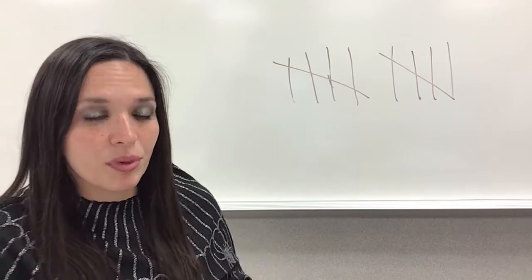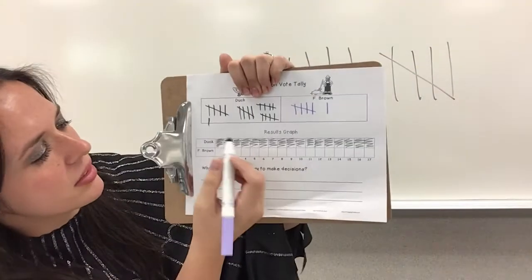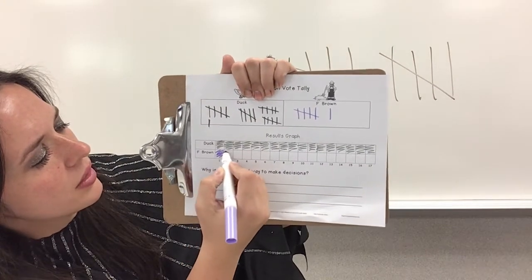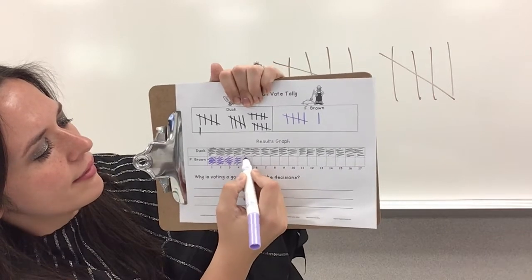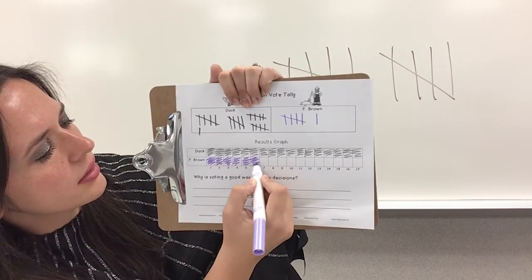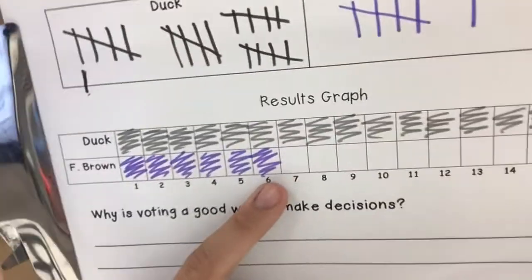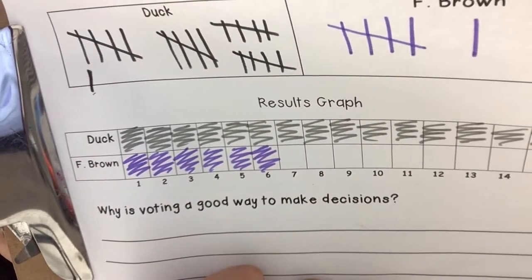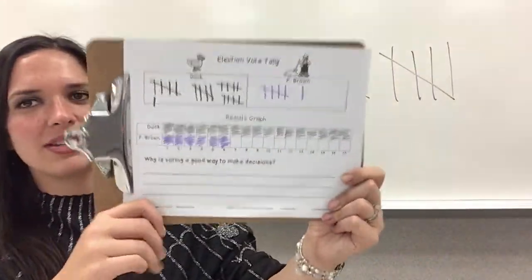And then we know that Farmer Brown has 6 tallies. So let's color in 6 boxes on here. So we have 1, 2, 3, 4, 5, 6. And if we look at the numbers underneath these boxes, I see the number 6 right there, and that's where we stopped. So that shows me that he has 6 votes. So again, this kind of shows us just how much Duck won this election by.